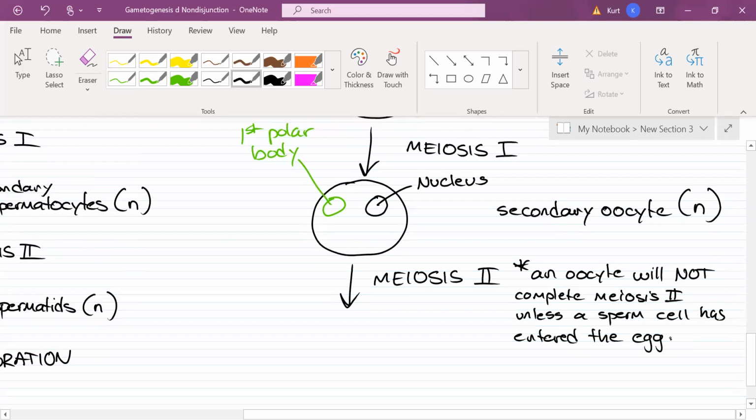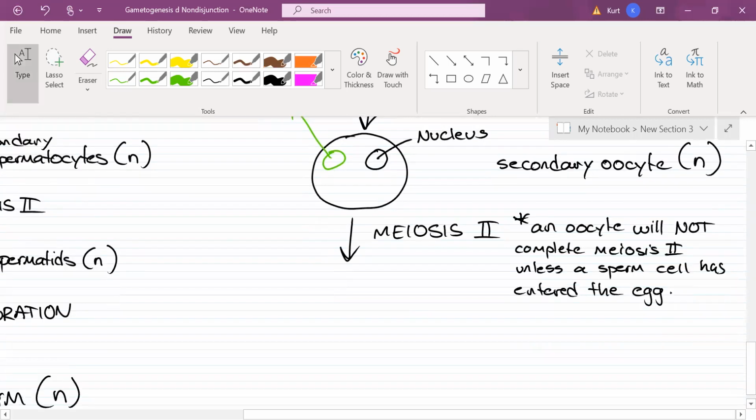What's the difference between fertilization and entering an egg cell? Fertilization is when the nucleus of the sperm and the nucleus of the egg have joined each other. Just because you have put a seed in the ground doesn't mean it's going to sprout. So you need to make sure that the nuclei of both cells are joined.